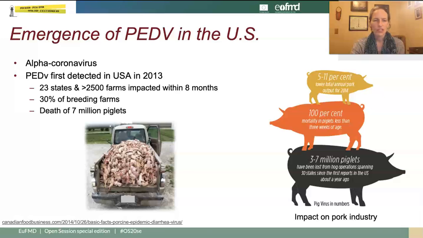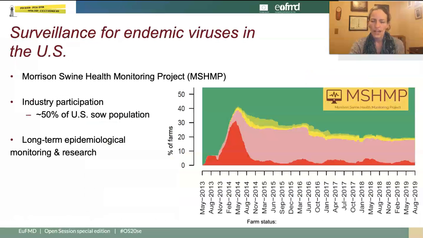And the primary impact of this disease is that it has a very high mortality rate for neonatal piglets. So this initial incursion of the virus in the US caused the death of at least 7 million piglets and an overall depression in pork production for that year. So in the United States, we lack a regulatory framework for monitoring endemic viruses in swine. And this is true for PED, and it's also true for a number of other viruses like PRRS.